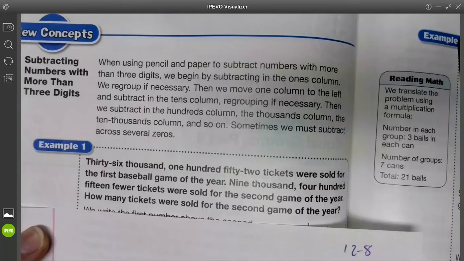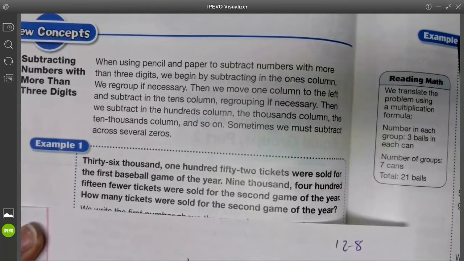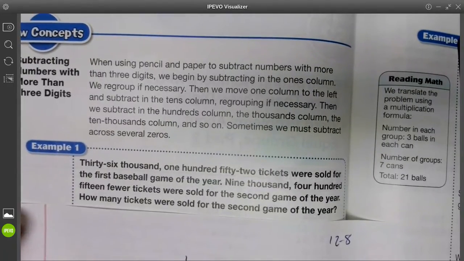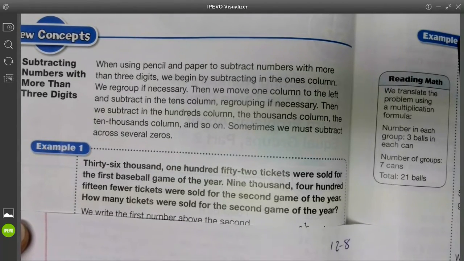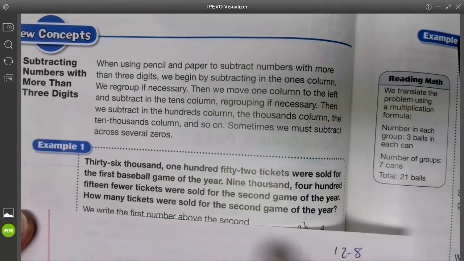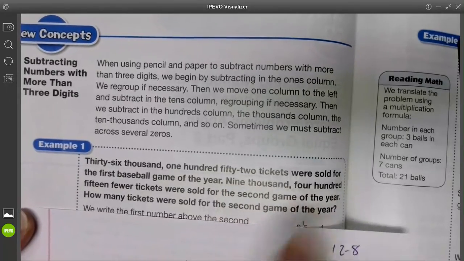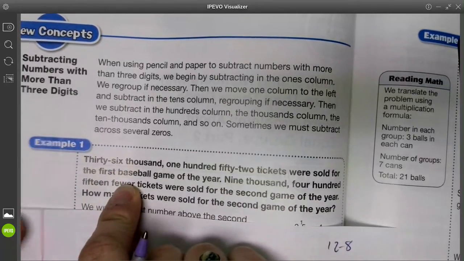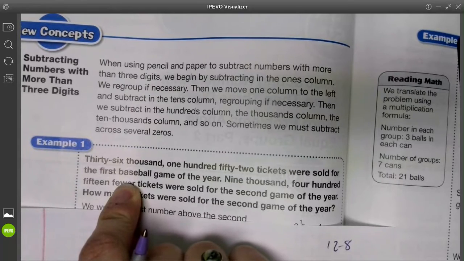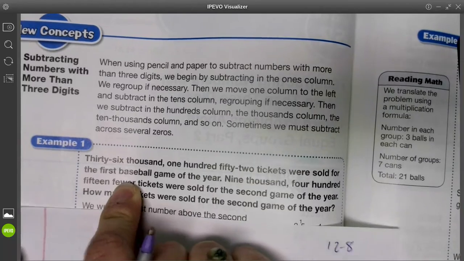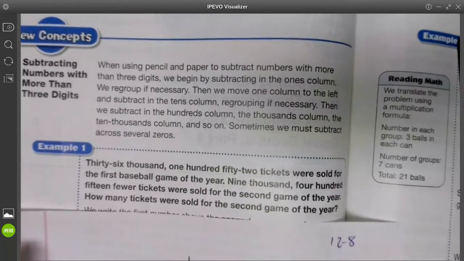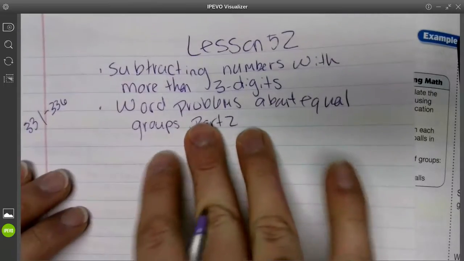36,152 tickets were sold for the first baseball game of the year. 9,415 fewer tickets were sold for the second game of the year. How many tickets were sold for the second game of the year? So here's the keyword. It says 9,415 fewer tickets. It does not say 9,415 tickets were sold, but it says that many fewer were sold for the second game compared to the first game. So that is a keyword that tells us we're going to be subtracting.